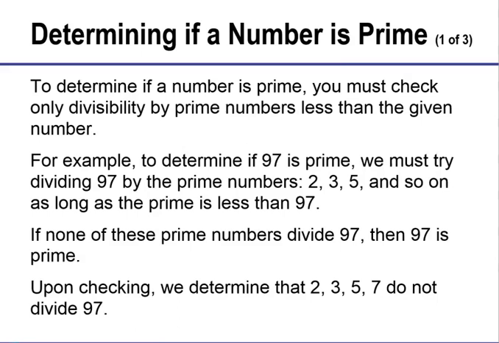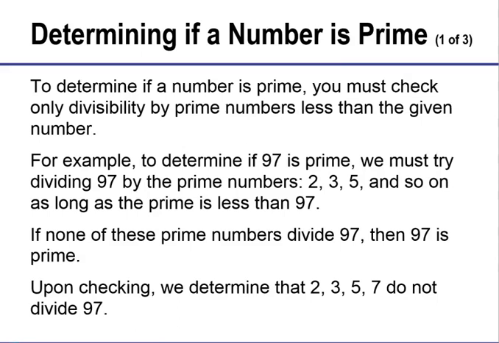All right, to determine if a number is prime, you must check only divisibility by prime numbers less than the given number. As you can imagine, if you're trying to figure out if 103 is prime, there would be no need to go past the number 103 to find a prime bigger than that. It's not going to divide 103.